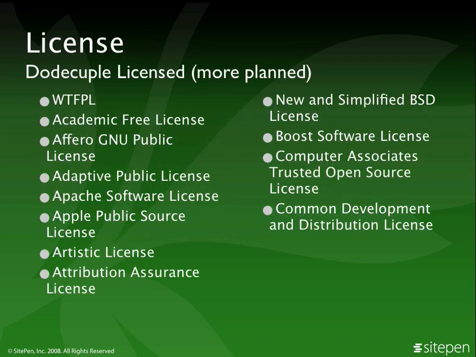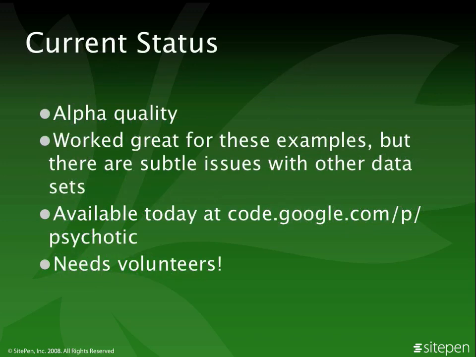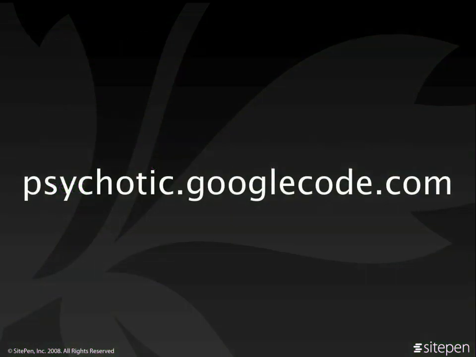It's open source, dual-licensed. If one of these licenses doesn't meet your need, more licenses are planned, so you can make sure that you can use it in whatever your needs are. Current status, the project is alpha quality, but it's available right now. It's worked great for these examples, but we have some subtle issues with other data sets. So we really need volunteers to come in and help us improve Psychotic and make it more usable in more circumstances. So please check it out, psychotic.googlecode.com. Thanks a lot.